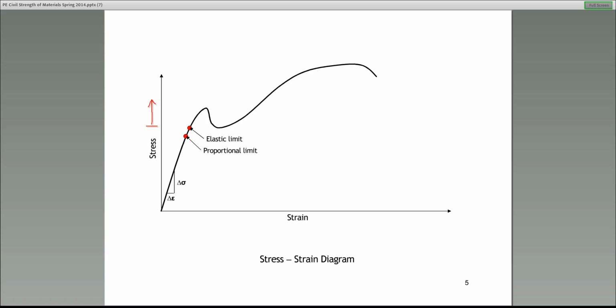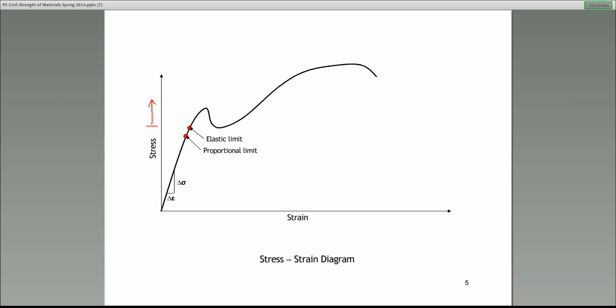You may ask, what does it mean that a material behaves in an elastic manner? I will tell you very quickly. Let's assume that we have some type of an object. It could be a structural element. And if we place a certain amount of load on it, this force causes some type of deformation. Now, if you remove the load and the material goes back to its original shape, that is called elastic behavior.